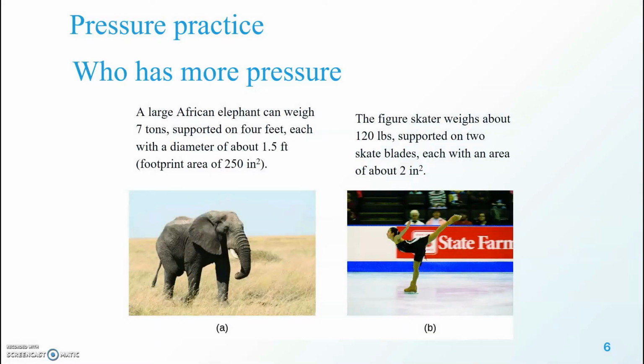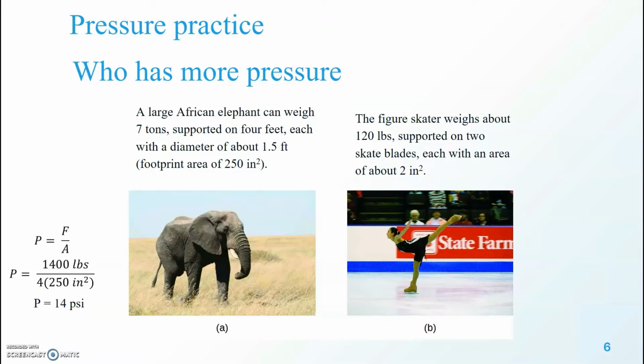So let's look at who has more pressure. A large African elephant can weigh 7 tons, supported on 4 feet, with a diameter of about 1.4 feet. The footprint is about 250 square inches. A figure skater, on the other hand, weighs 120 pounds, supported on 2 skates, each with an area of about 2 square inches. So which one has more pressure?